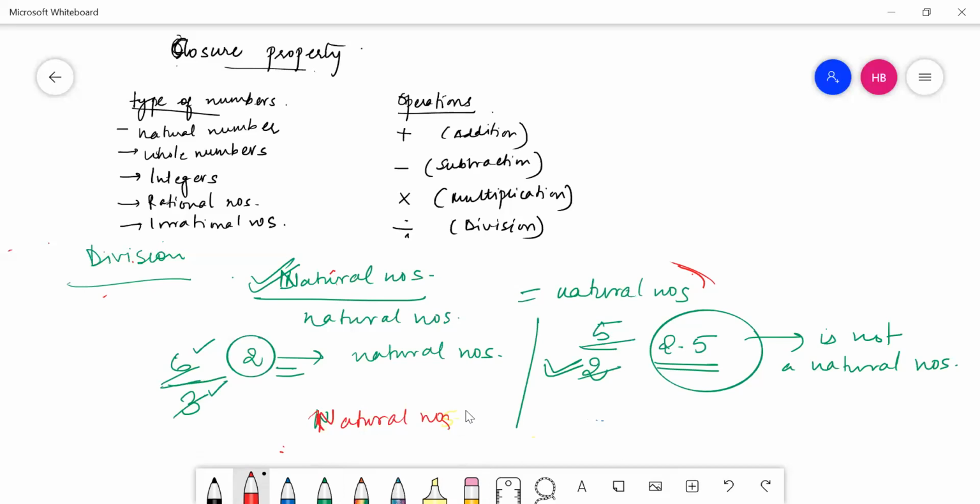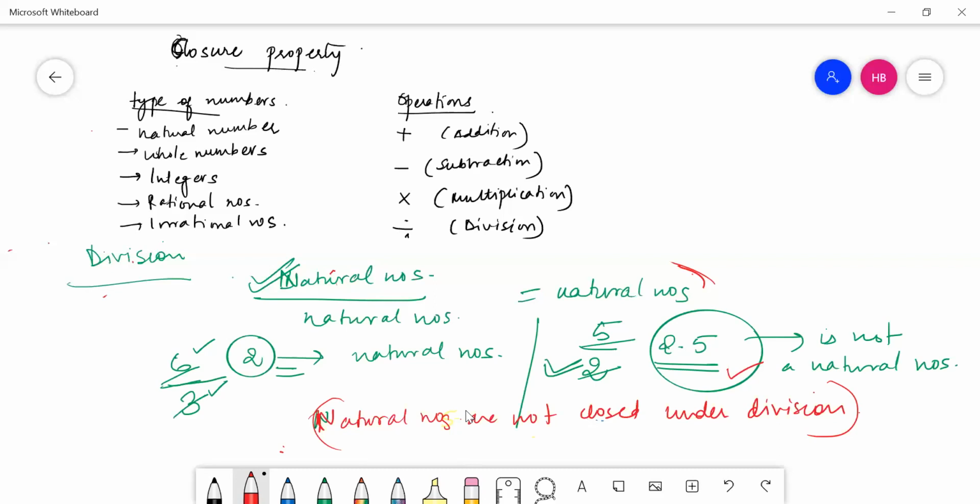Natural numbers are not closed under division, because I was able to find one case where, when I'm dividing two natural numbers, I'm not getting a natural number. That's why I can't make this a property, because I know that there are some natural numbers which, when I divide them, I don't get a natural number as an answer. That's why it can't be a property. That's why I would write it as natural numbers are not closed under division, right?